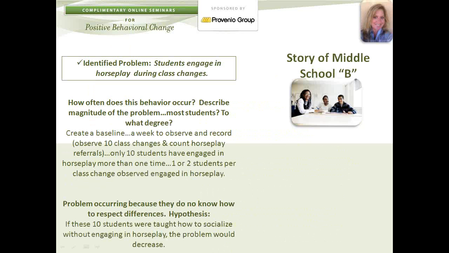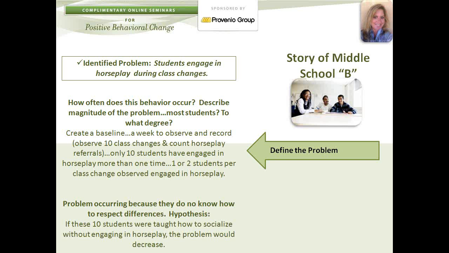Yes, I put an example here of Middle School B, and this is a true story. This is a middle school who, when they were working at defining a problem, discovered that students engage in horseplay during class changes. And that sounds pretty typical for any middle school. Yeah. But one of the things they really wanted to do is put that to an end. Some of those horseplay incidents were turning into fights and so forth, and so that was obviously not conducive to learning in their environment. So in order to define the problem, they really had to create a baseline.